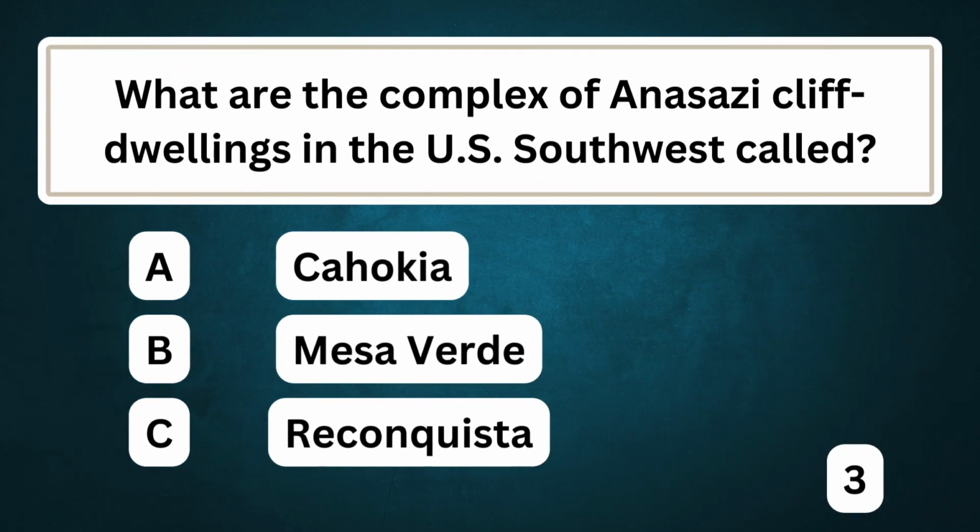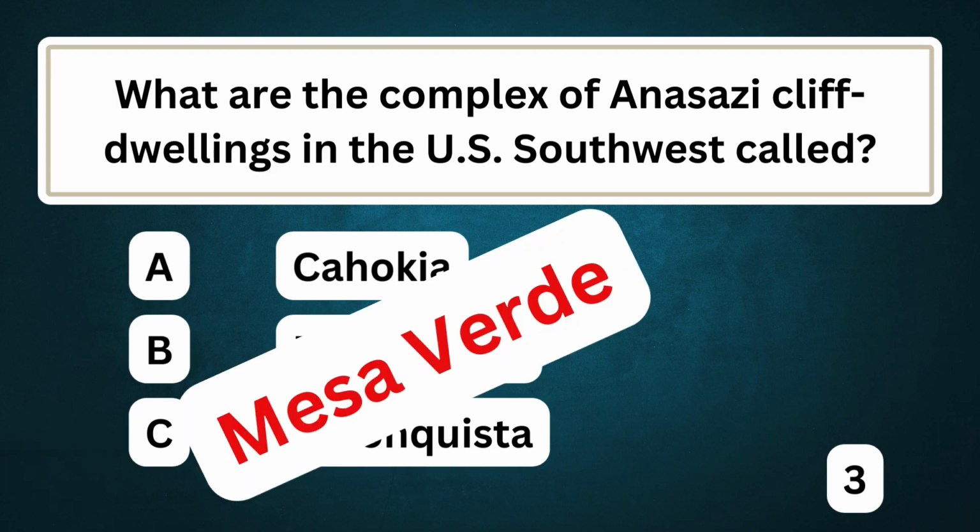What are the complex of Anasazi cliff dwellings in the U.S. Southwest called? Mesa Verde is the complex of Anasazi cliff dwellings in the U.S. Southwest.